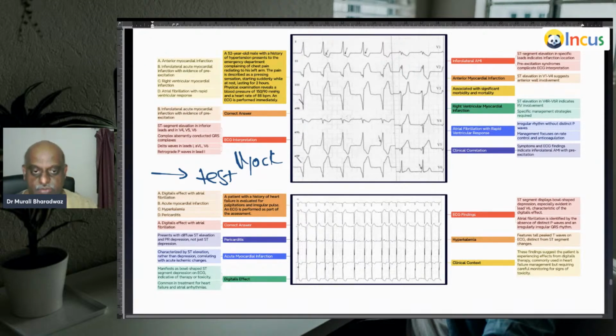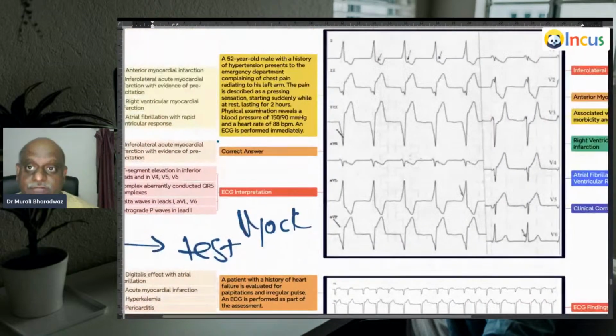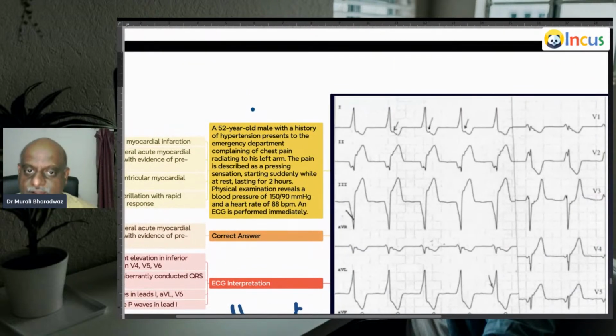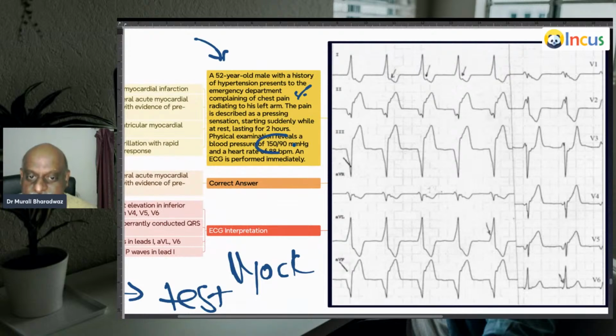So first, in today's paper, let us take up the image-based questions and we progress towards the remaining questions. A 52-year-old with a history of hypertension presents to the emergency department. He complains of chest pain radiating to the left arm. Physical examination shows a BP of 150/90.